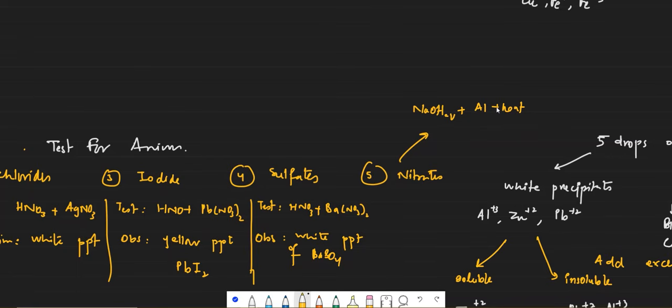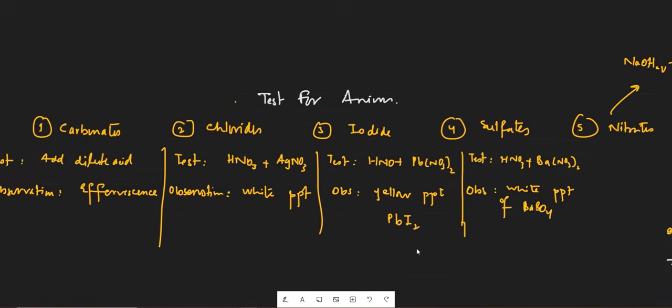Okay, you will add sodium hydroxide and aluminium, and you will heat it, and the observation would be that ammonia is produced. And how do you know that ammonia is produced? It will turn red litmus paper blue. Okay, just need to revise it.